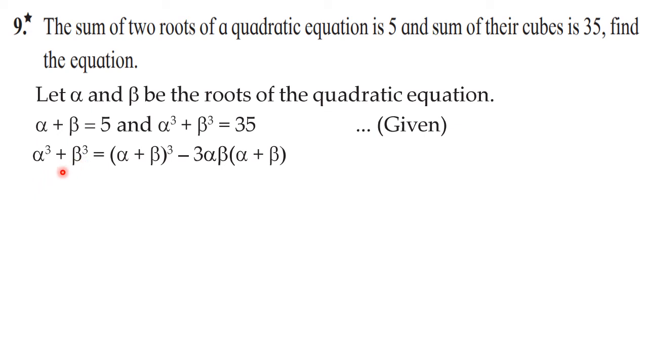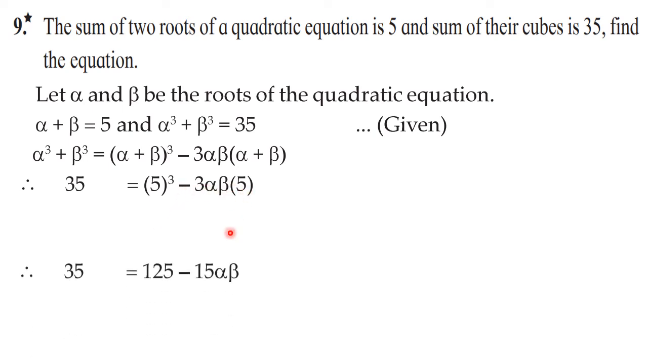Now let us put the values here. Alpha cube plus beta cube is 35, so here you can write 35. In place of alpha plus beta you can write down 5, so you will get 5 cube here, minus 3 alpha beta as it is, and here this bracket you can replace by 5 again. So you can substitute the values and you will get it like this. 5 cube is 125, and minus 3 alpha beta into 5 we are going to get minus 15 alpha beta.